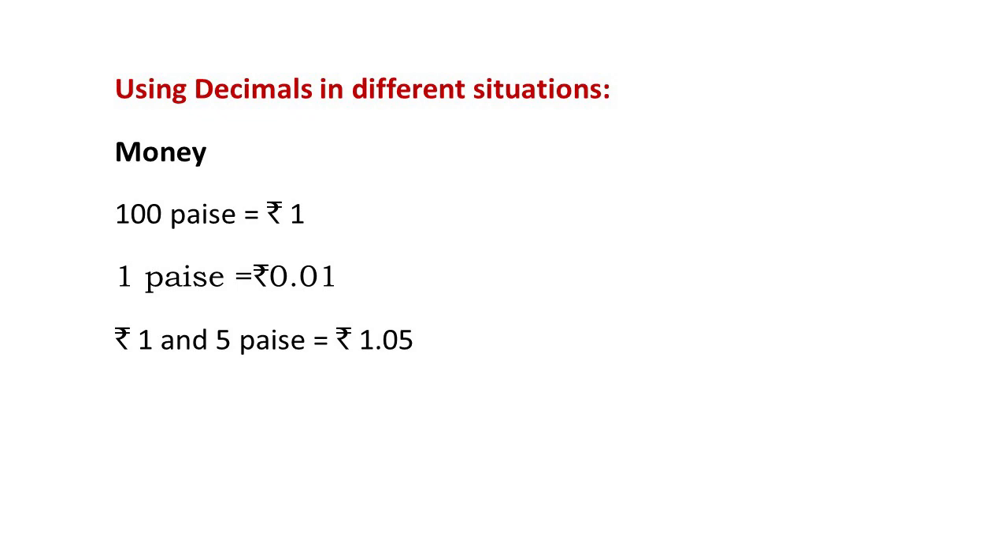If it is 12 paise, what will that be? It is 0.12 rupees. Now, 1 rupee and 5 paise. 1 rupee and 5 paise means 105 paise, because 1 rupee means 100, plus 5 paise, so 105 paise. So having 3 digits, the decimal representation will be 1.05 rupees.